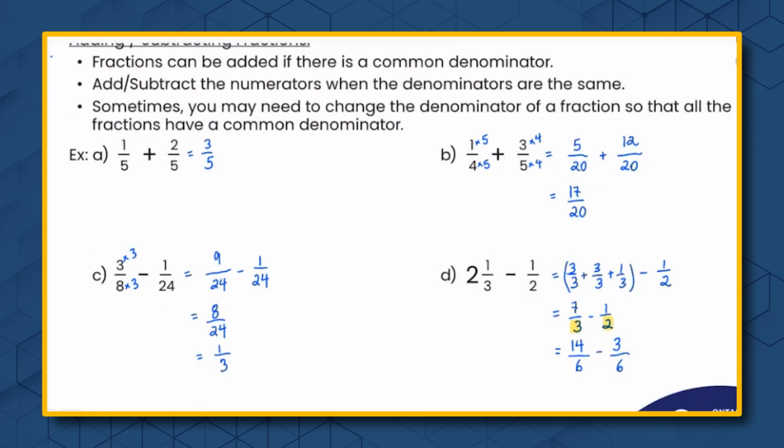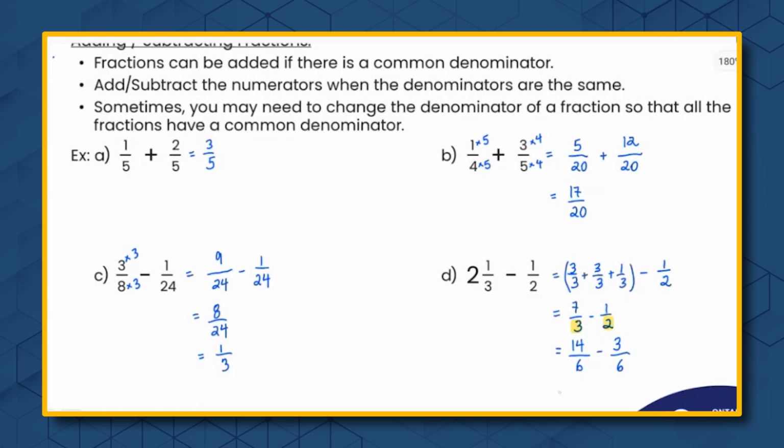And so now that I have the same denominator, this allows me to simply subtract my numerators. So 14 over 6 minus 3 over 6 is going to give me 11 over 6. And if I look at this final answer, 11 over 6, I see that it is already in its most simple form, so I don't need to continue to simplify because it's already simplified.